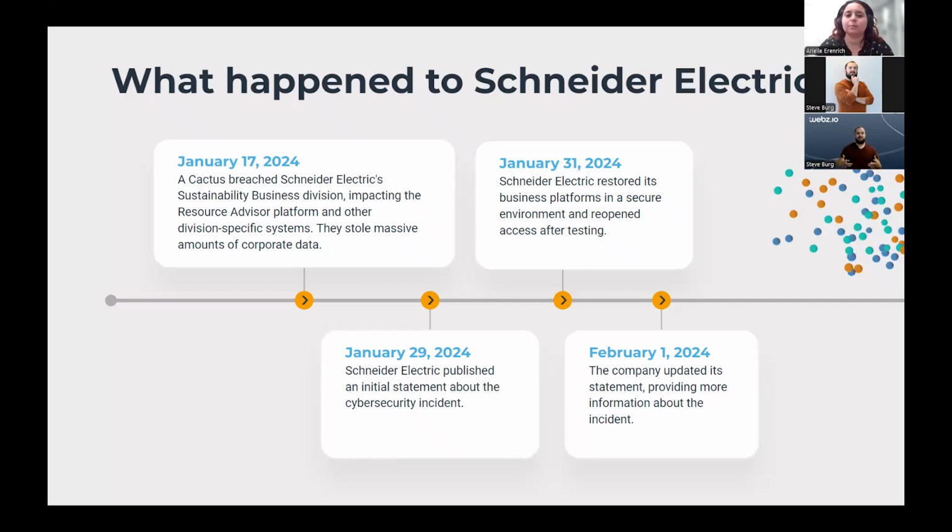So January 2024. Schneider Electric's Sustainability Business Division. God, that's hard to say. Try saying that 10 times fast. They get hit by a ransomware attack, right? The threat actors stole terabytes of corporate data.